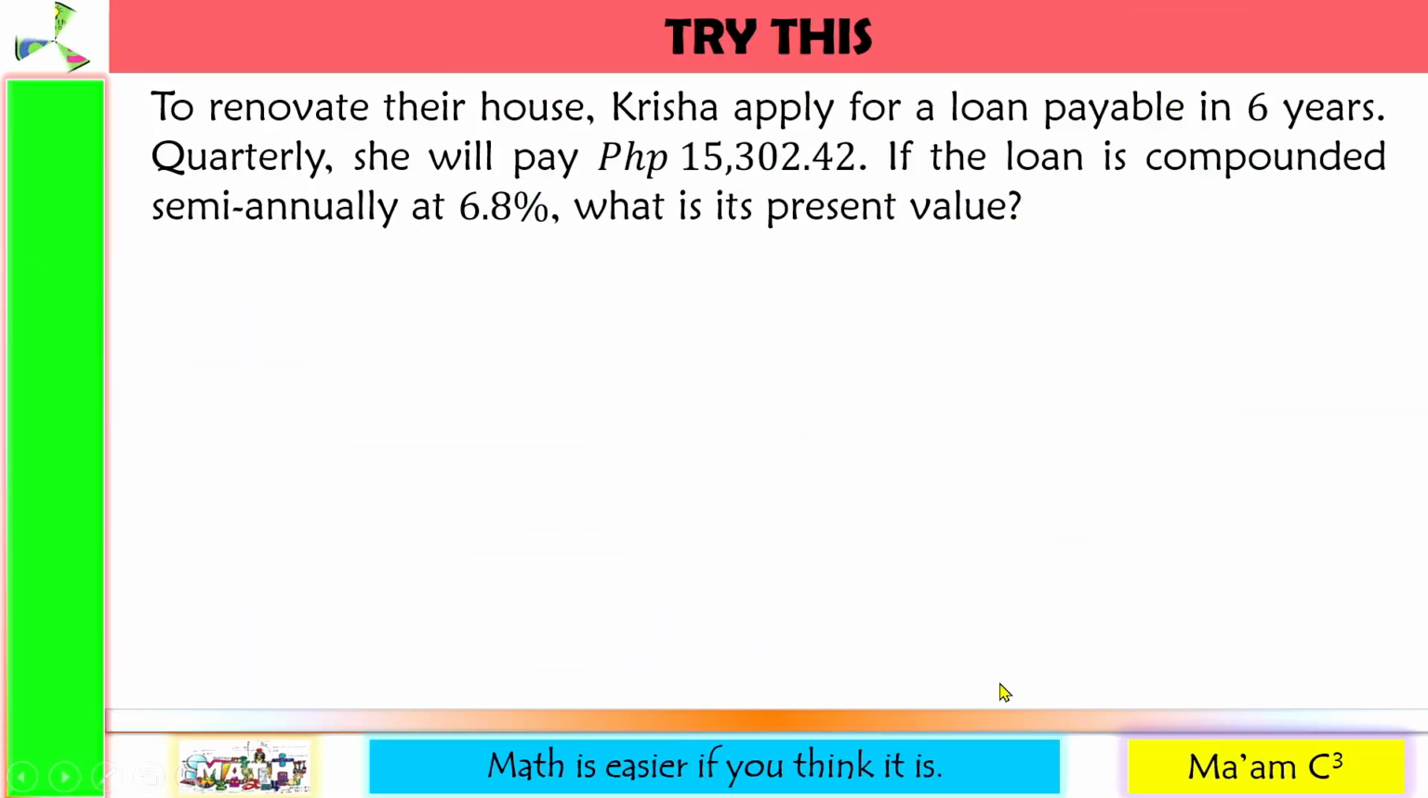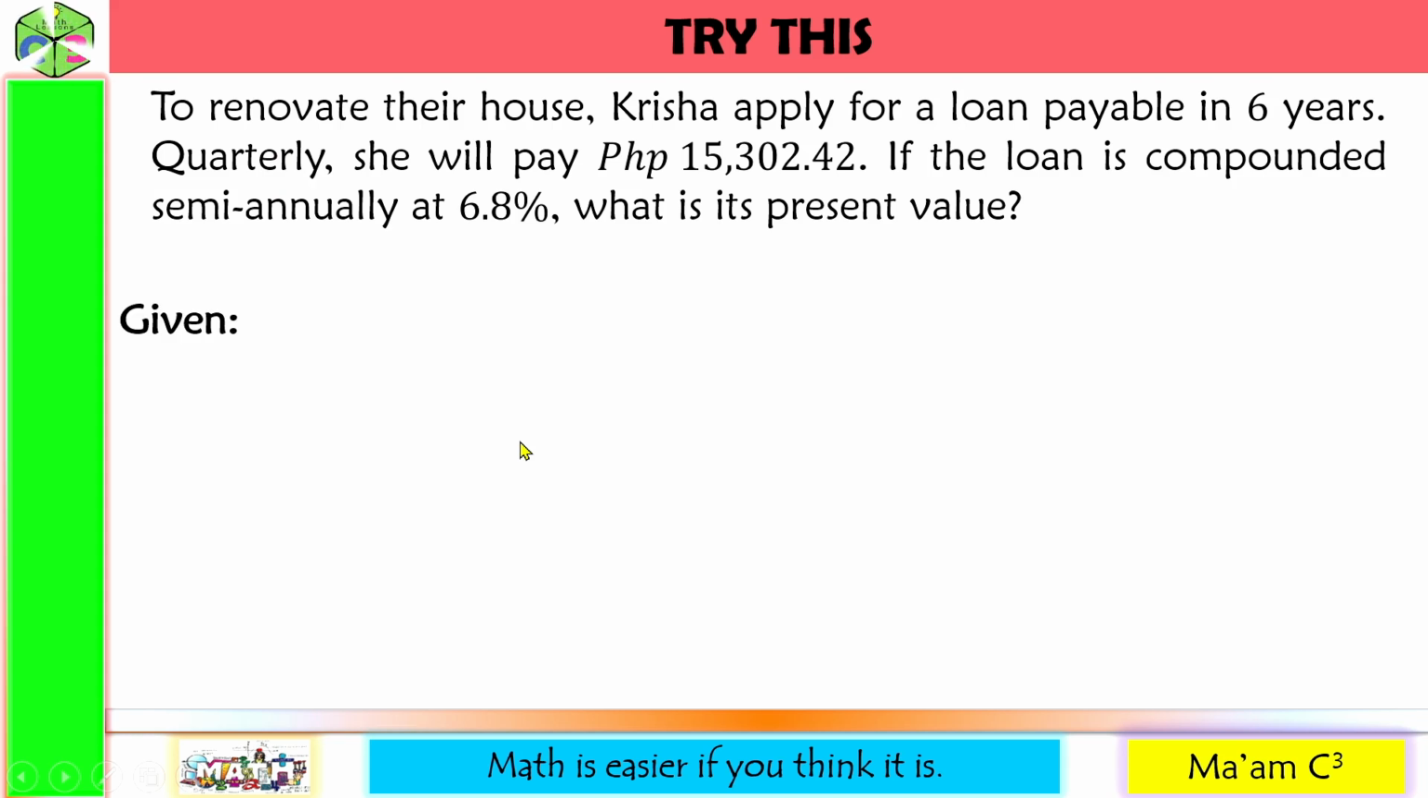Let us try this one. To renovate their house, Krisha applied for a loan payable in 6 years. Quarterly, she will pay 15,302.42 pesos. If the loan is compounded semi-annually at 6.8%, what is its present value? Let us analyze. So the payment interval is quarterly, but the conversion period is semi-annually. They do not coincide. This is a general annuity.